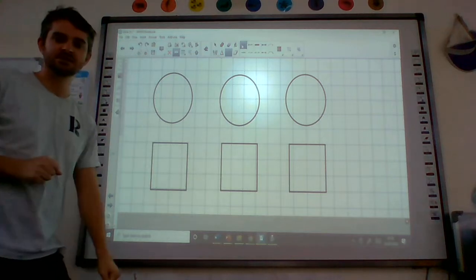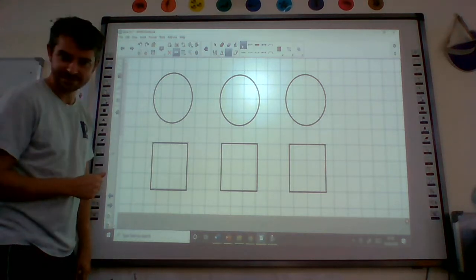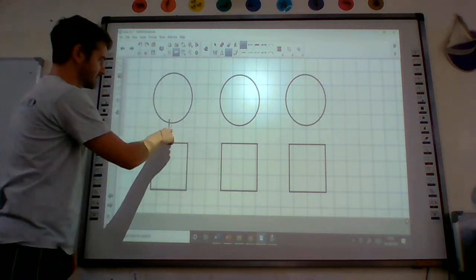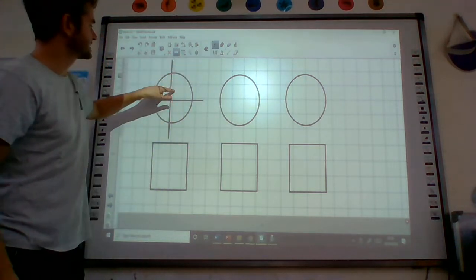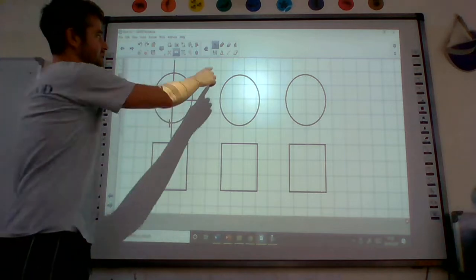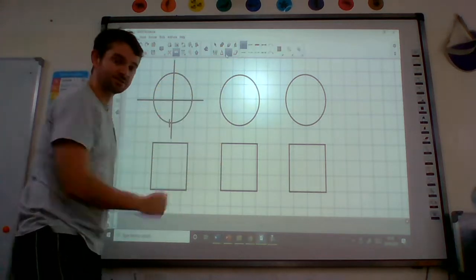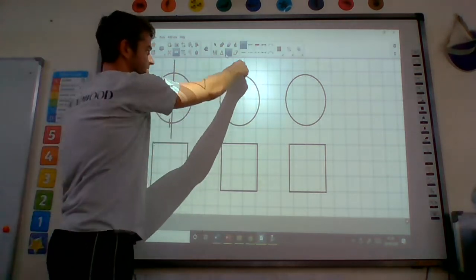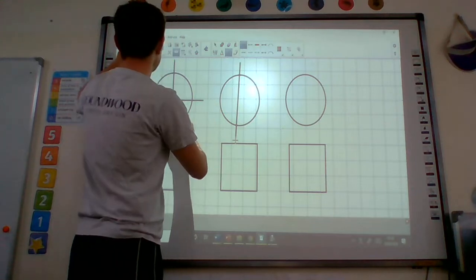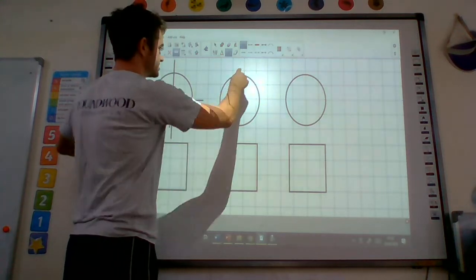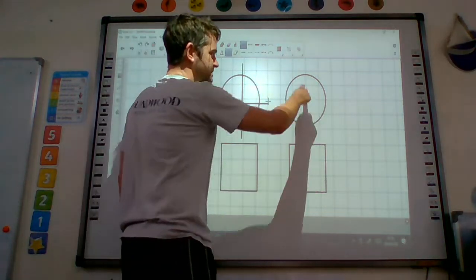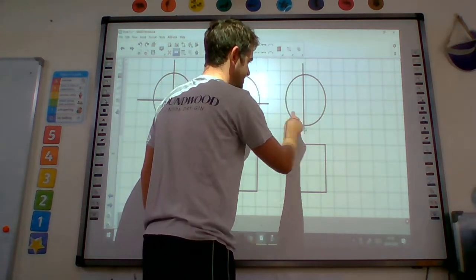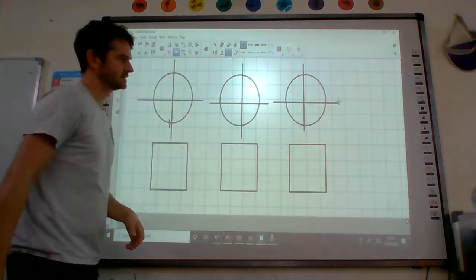The first one, we're going to split into quarters. Straight down, straight across. Gosh, my board needs a little bit of a sink this morning. There we go. And the second one, we're going to split into quarters. Straight down, straight across. And then the third one, we're going to split into quarters. Straight down, straight across.